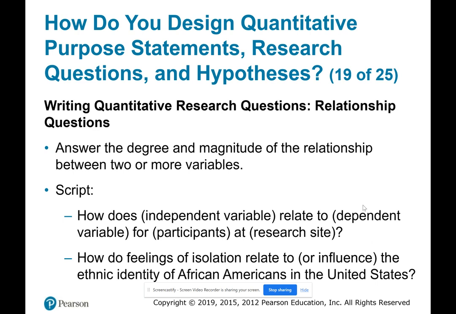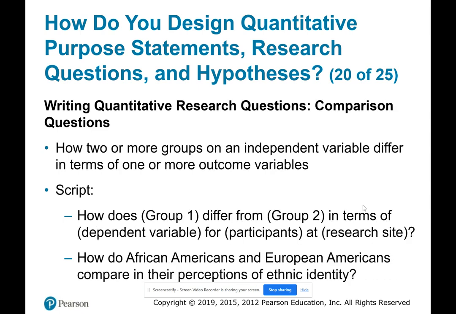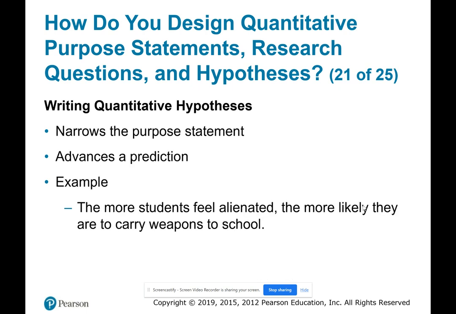Relationship questions seek to answer the degree and magnitude of the relationship between two or more variables. Comparison questions seek to find out how two or more groups on an independent variable differ in terms of one or more outcome variables. Experiments use comparison questions, and in these studies, the researcher provides some intervention to one group and withholds it from a second group.